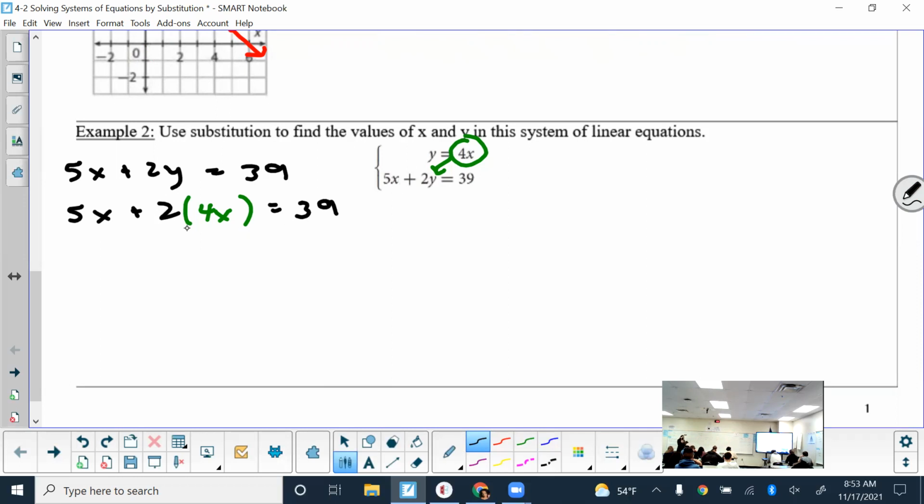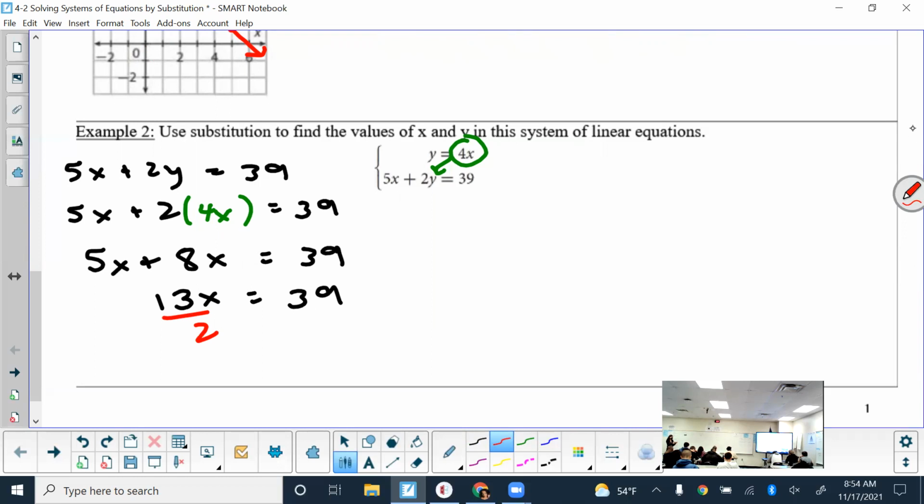So what's 2 times 4x? Thank you, 8x, plus 5x equals 39. Combine like terms. What's 5x plus 8x? 13x equals 39. How do you get the x by itself?